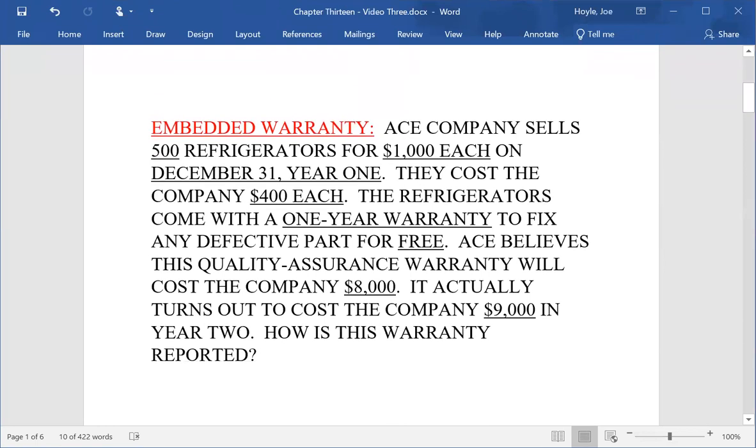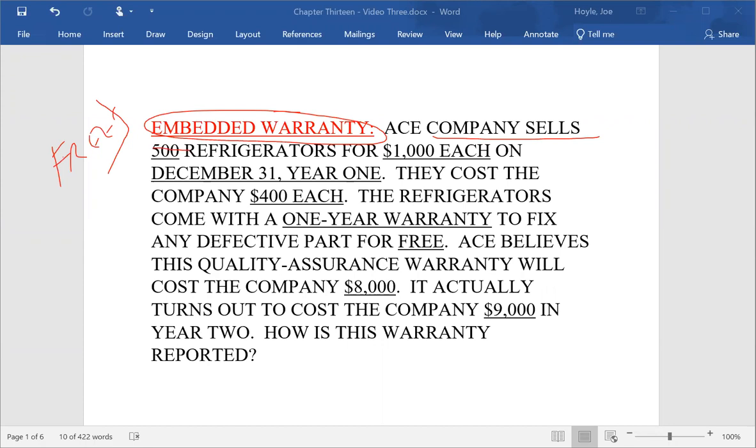Here's the first one. Ace Company, and we're going to do this as an embedded warranty. As soon as you see embedded warranty, it's probably going to be a free warranty that you give away with a product. Ace Company sells 500 refrigerators for $1,000 each. That's a normal transaction. They do this on December 31, year one. The cost of the refrigerators is $400 a piece. So the easy part, of course, is that the revenue is 500 times 1,000, which is $500,000. That's your revenue. And then 500 times $400 a piece, which is $200,000, is your cost of goods sold.